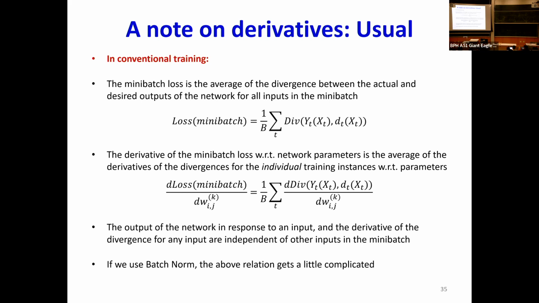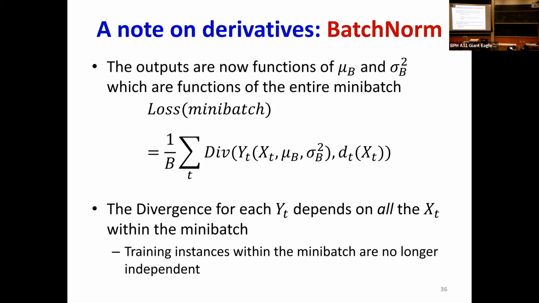Each input decides how the other guys get processed, because they are looking at the mean of the mini batch. And so in batch norm, the outputs are now functions of the mean and the variance of the mini batch. So the output of the network in response to any input is actually an output in response to the input, the mean of the mini batch, and the variance of the mini batch. Which means that all of the remaining instances influence mu and sigma. So I have to take that into consideration, and I can't just treat each instance individually.